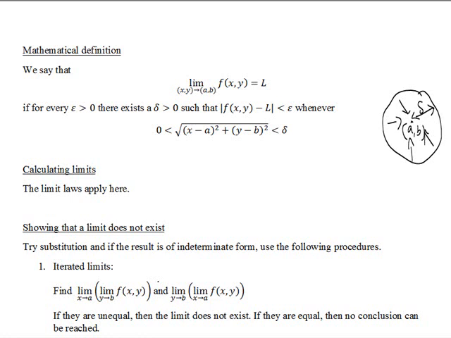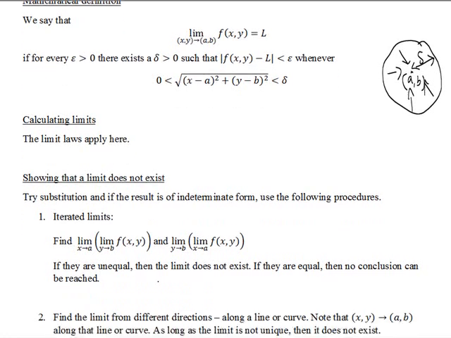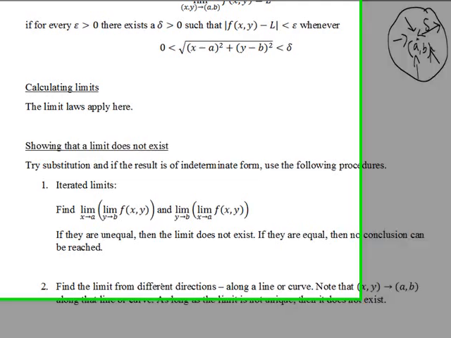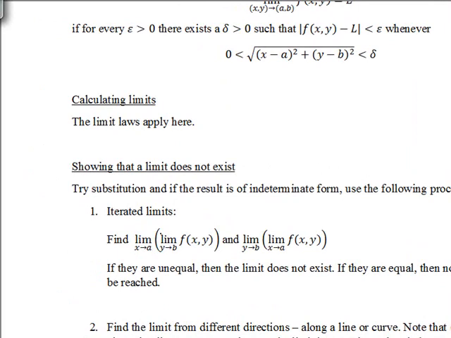All right. Let me show you, I have listed the methods for you, and then we'll do examples. What you do, you substitute. You just do ordinary substitution. If you get an indeterminate form, remember what indeterminate form is? 0 over 0, infinity over infinity. Then you use the procedures. The first procedure is iterated limits. So you take it a bit at a time. You take the limit as y approaches b, then the limit as x approaches a, and then you switch.